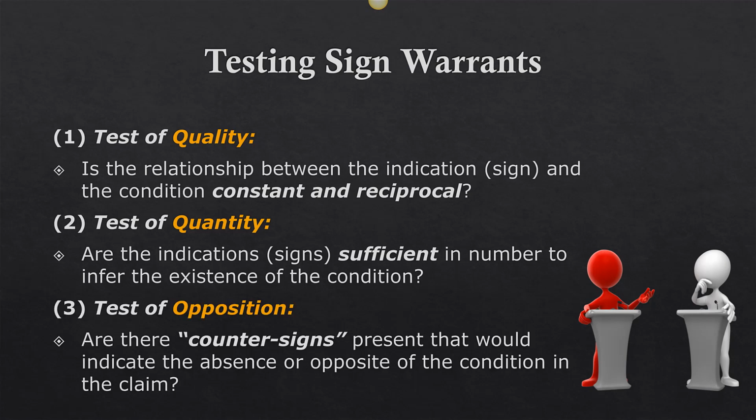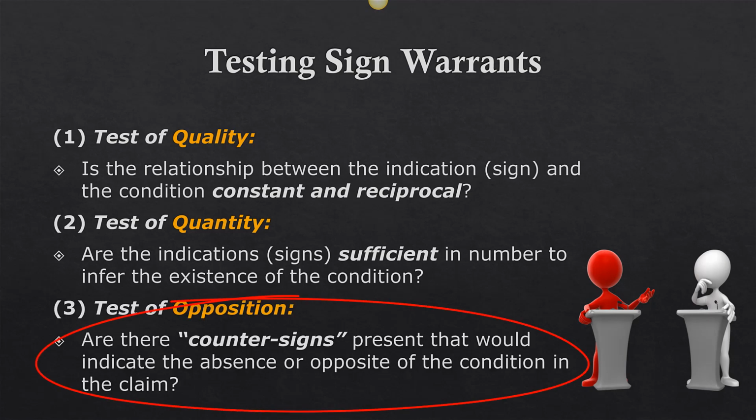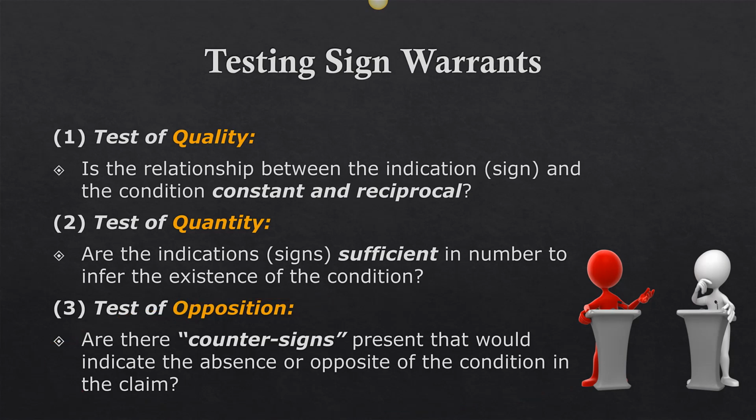And finally, the test of opposition. Are there countersigns present that would indicate the absence or the opposite of the condition in the claim? So even if there are some signs or clues that point in one direction, could we find other clues or symptoms that point in a different direction that would result in a different kind of condition than the one that's being described in the claim?